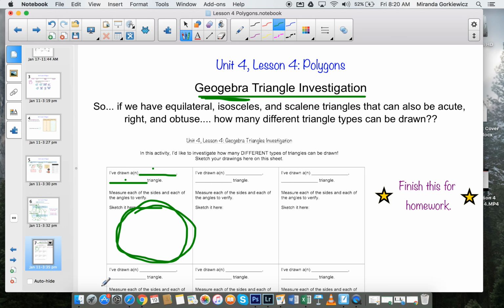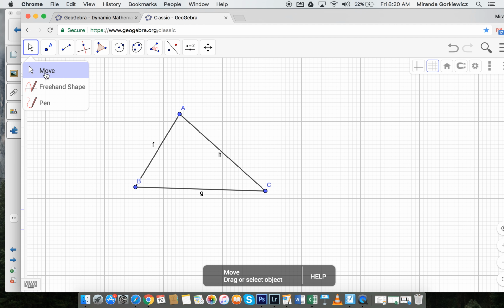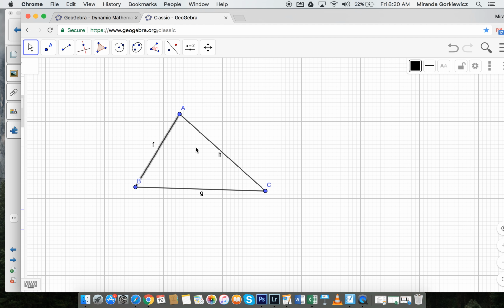So let me show you a little bit in GeoGebra. Go ahead and get yourself to GeoGebra and let's draw a triangle. Let's draw a segment, let's draw another segment, let's draw another segment. What I would like you to do is make sure that you're putting down the measures of all three sides. Here, the value. Those are all three different. So clearly we have three different lengths, so that's scalene.